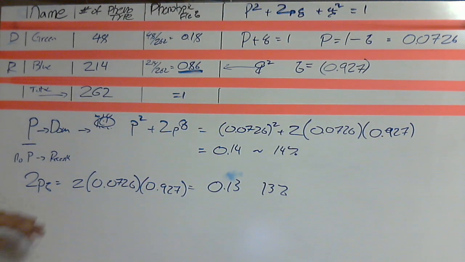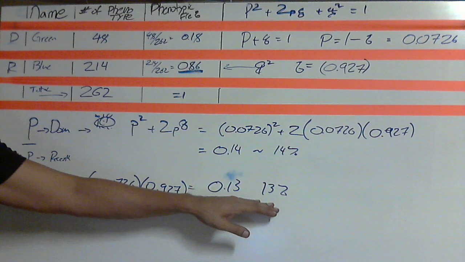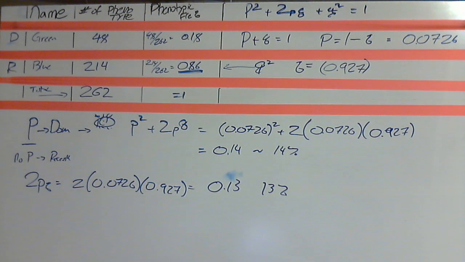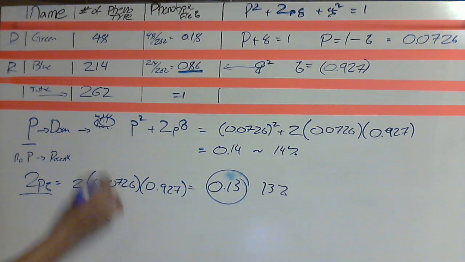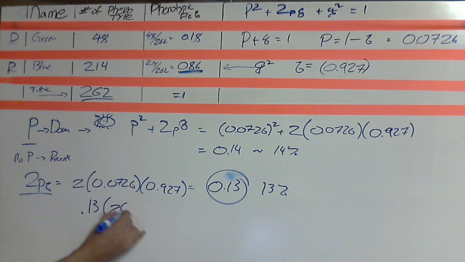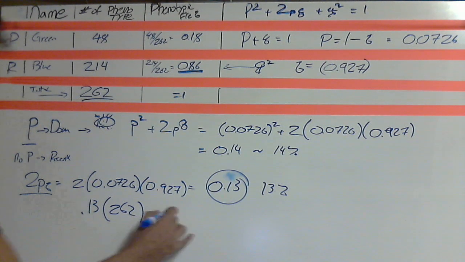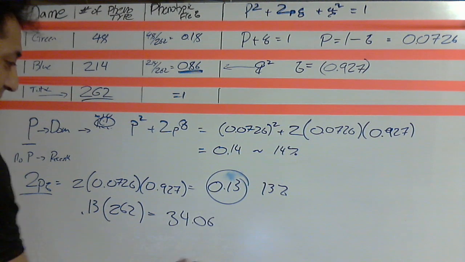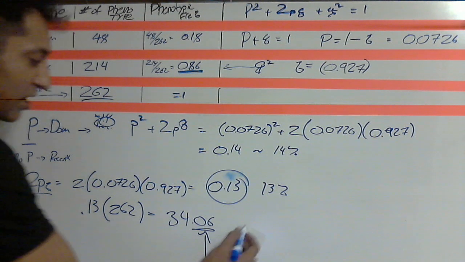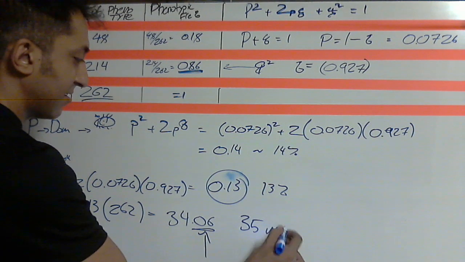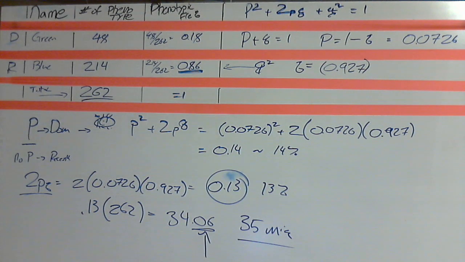So if we're going to say that our heterozygous frequency is this, 13%, 13% of what? I want to know how many mice are heterozygous. How many are 2pq? So I'm going to take that 13% or that 0.13 times our total population here, 262, and I'm going to get about 34.06 mice. This 0.06 cannot exist. You cannot have 0.06 of a mouse, so you're going to have to round up no matter what you do. So we're going to say 35 mice are heterozygous. And that's how you go ahead and do number one.